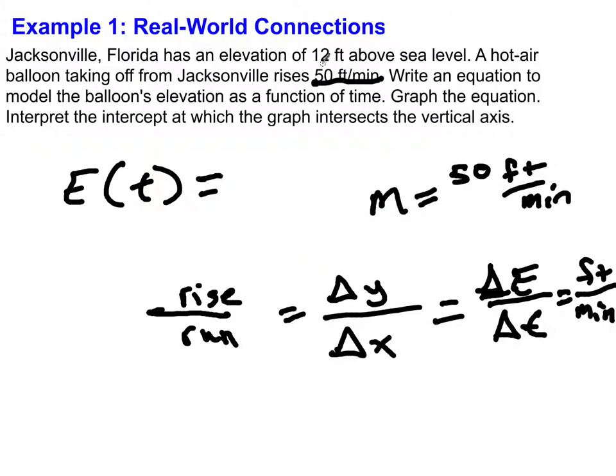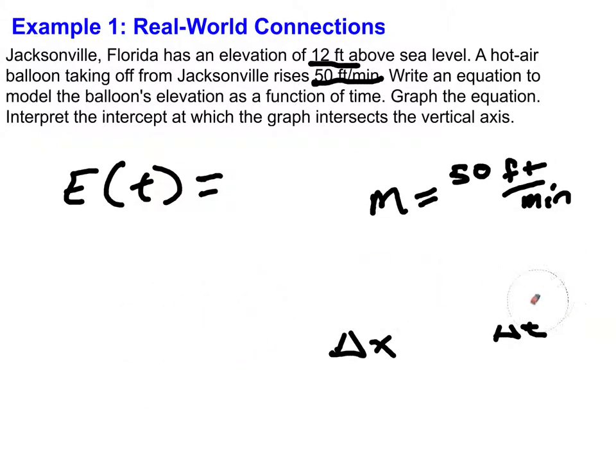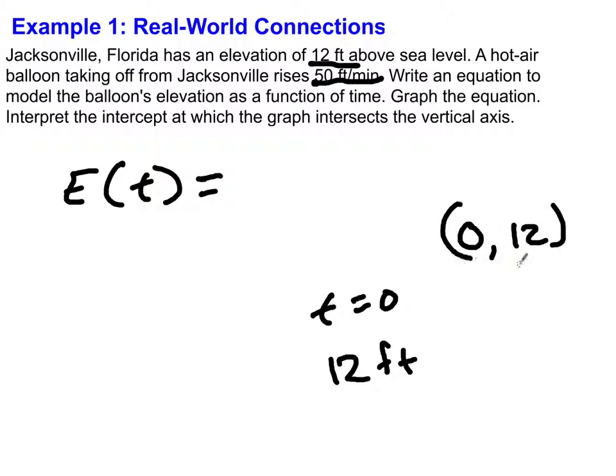And then this, 12 feet above sea level. That's the other piece of information that it gives us. What does that tell us? Well, it's where it's starting off from. It's going from Florida, right? So at time 0, when time is 0, it's already at 12 feet above sea level. That's a point, (0, 12), t, e, or x, y. But in this case, our independent variable is t, and our dependent variable is e. So this is the point that it gives us. That point is the y-intercept.